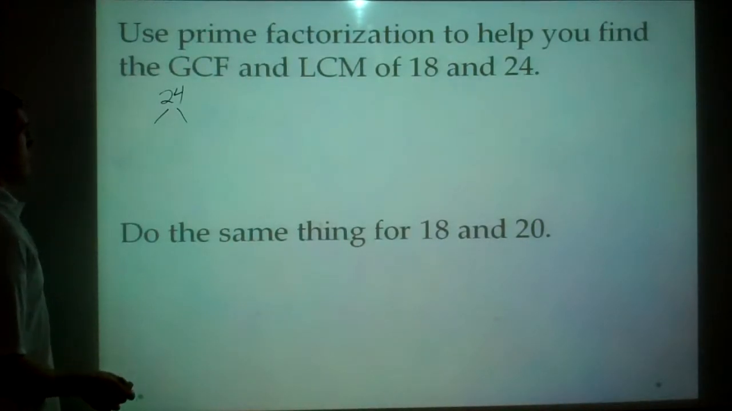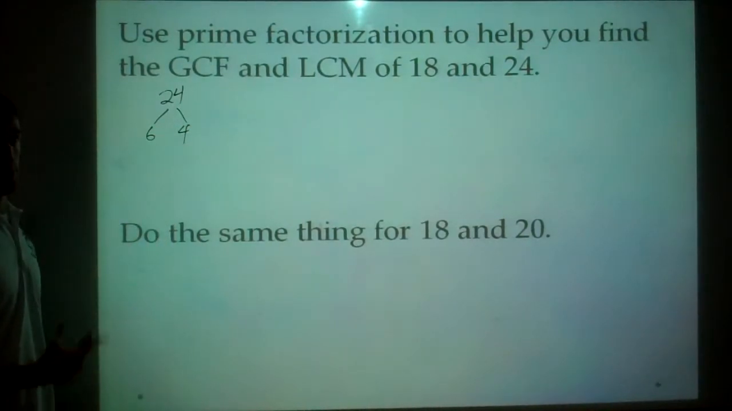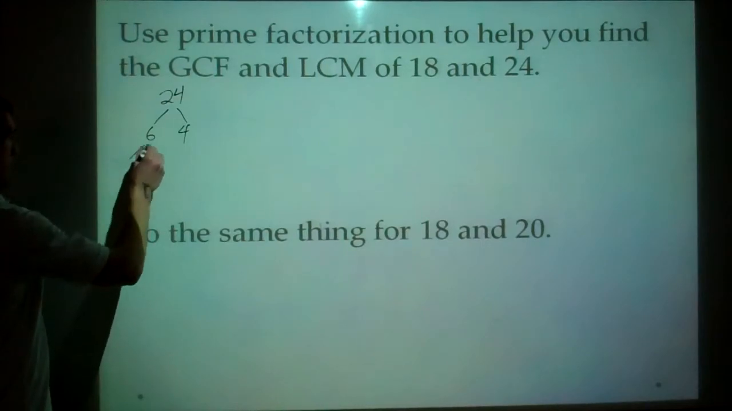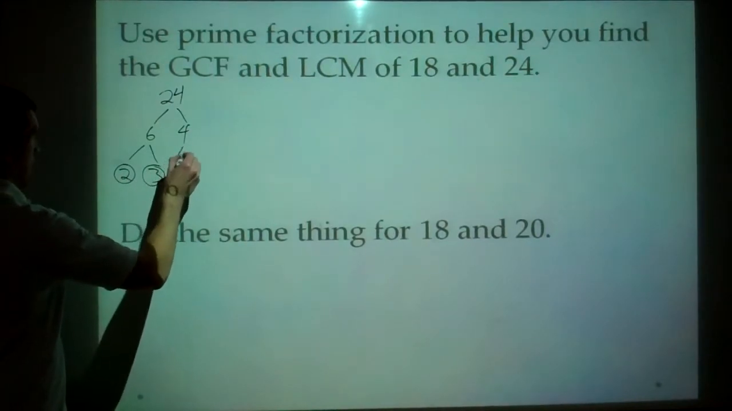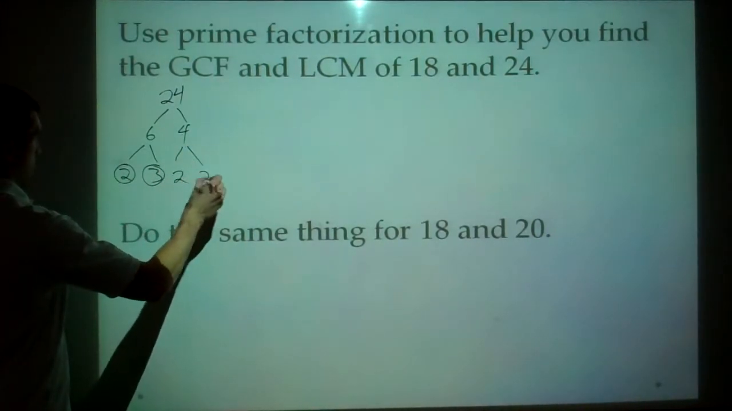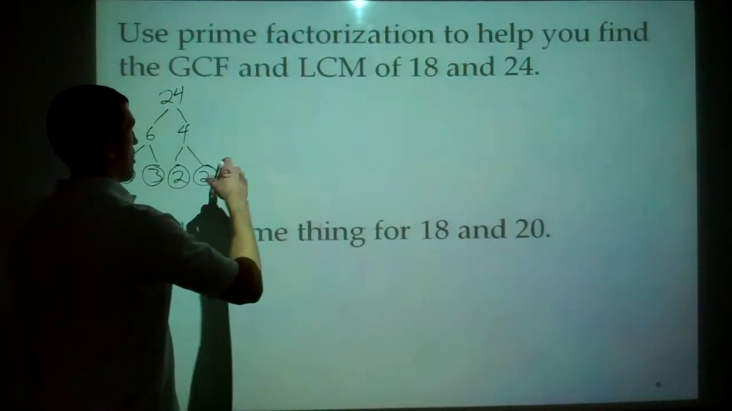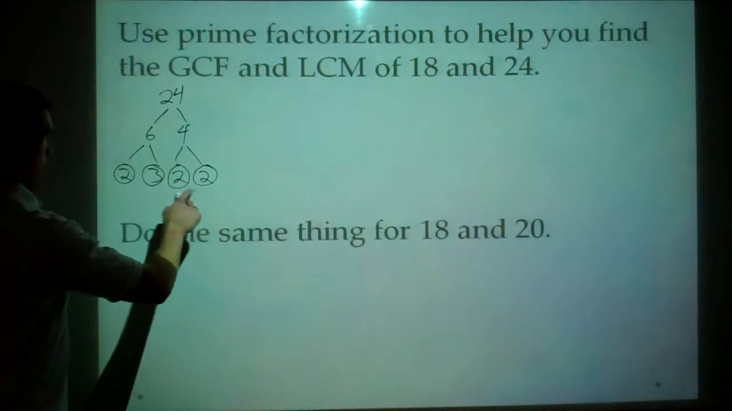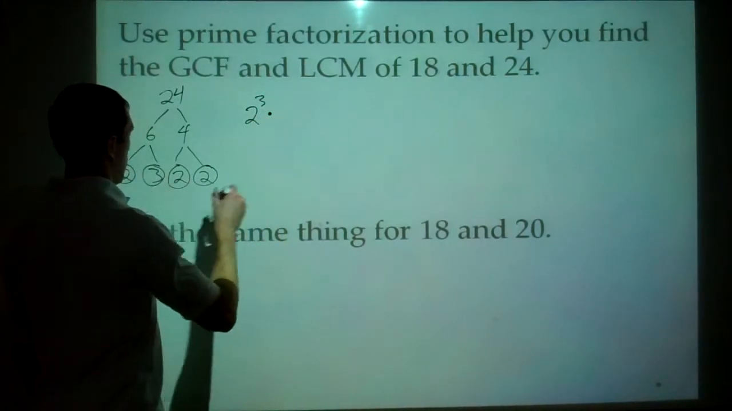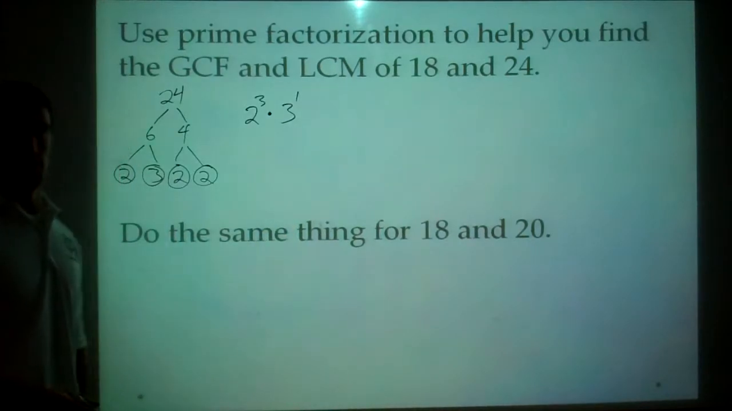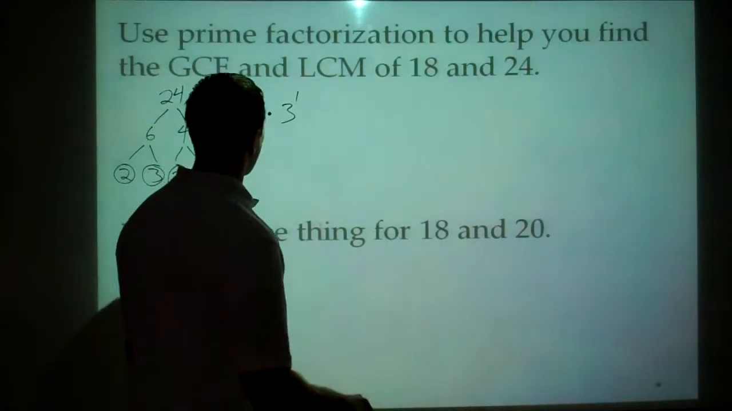Alright, so 24, let's do 6 and 4. 6 times 4 gives you 24. These are not prime, so we break them down even further. 2 times 3, those are prime. And 4 would be 2 and 2. Alright. So here our prime factorization would be 2 to the third power, 1, 2, 3, times 3 to the first. There's only one. 3 to the first and 3 are the same thing. So this is your one for 24.